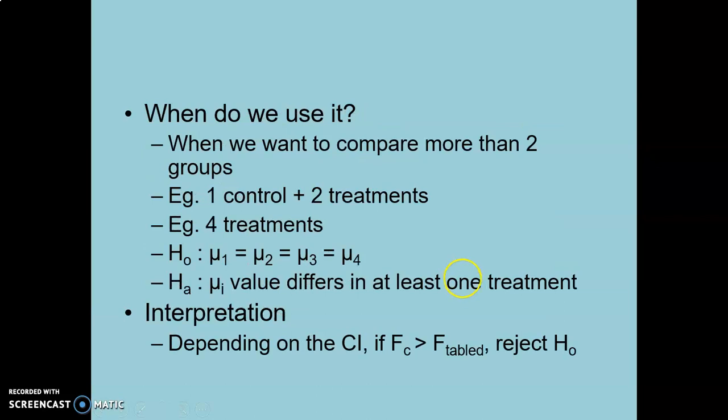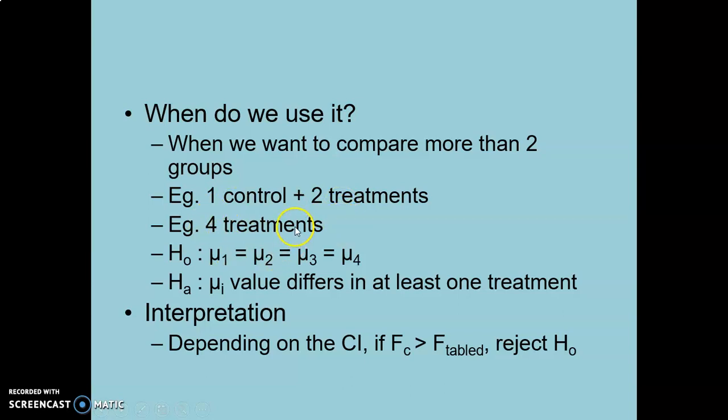So when do we use it? When we want to compare more than two groups, or two sets of data. For example, if you have one control and two treatments, these are considered more than two sets of data because the control itself is a set of data, plus two treatments. So in this situation, we are comparing between three sets of data.